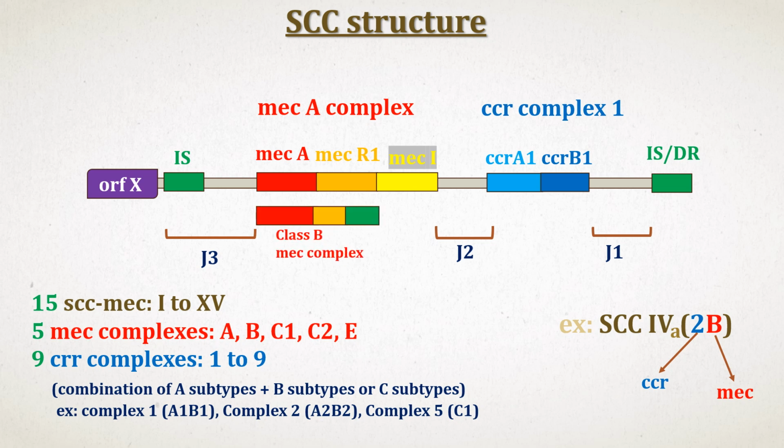Please go up to the mec complex and notice how the mec A complex was changed to mec B, class B complex, when the mecR1 gene is truncated or partially deleted, and an insertion sequence in green replaced the deleted part, and no mecI gene is present. In this case, the mec A complex is classified into the mec B complex, and this is how mec complexes are classified.